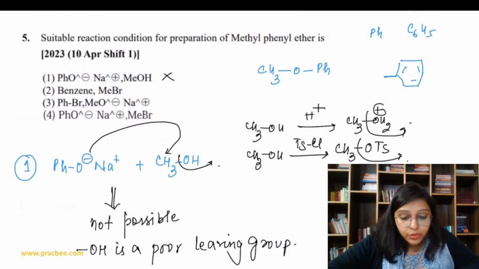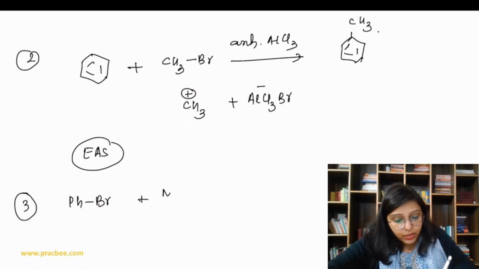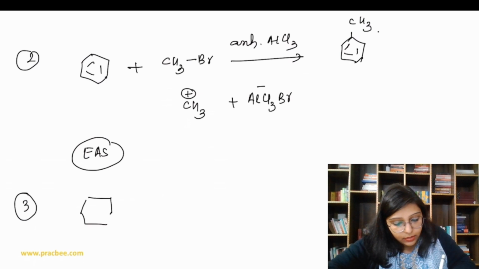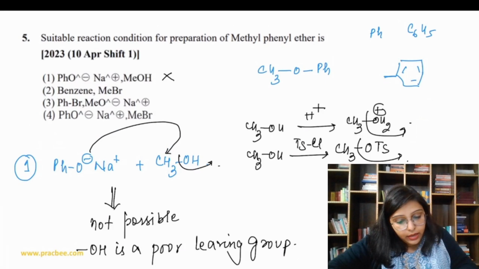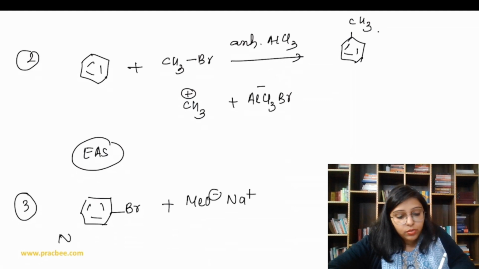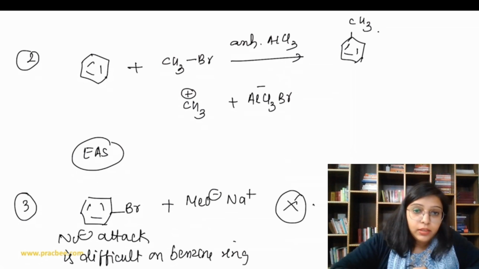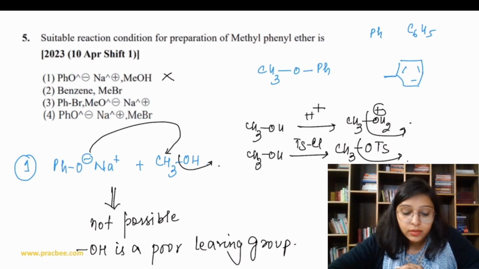Now check for the third option, PhBr plus MeO minus Na plus. We know that nucleophilic attack is difficult on a benzene ring, so no reaction. Clear?